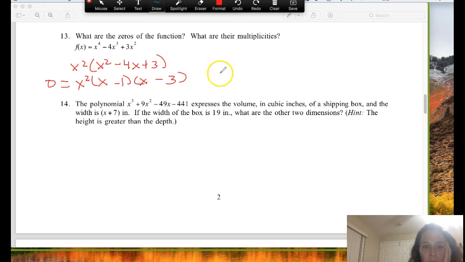There's 2 x's here, so there's 2 zeros. So that's a multiplicity. So I'm going to have 0 with multiplicity of 2. Okay, there's 2 of them. And then I'm going to have a 1 with multiplicity of 1 and a 3 with multiplicity of 1 also. So 0 with multiplicity of 2, there's a 1 and a 3. Those are my zeros, and those are my multiplicities.